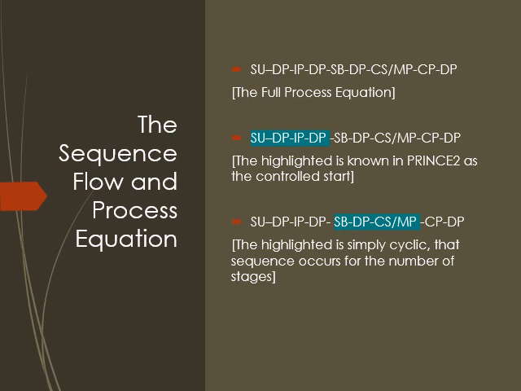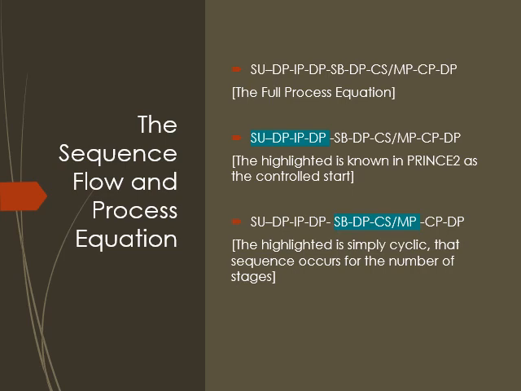So you see in the next equation, I have highlighted the first four activities, or the first four processes that come up in sequence, which is SU to DP to IP to DP. So that is simply what we call in PRINCE2 the control start, which is where first of all we establish viability, then we establish baselines before we go into execution.